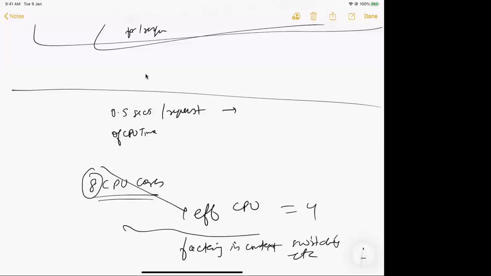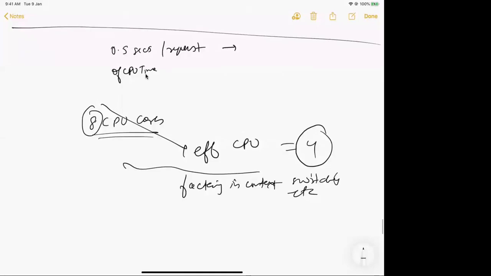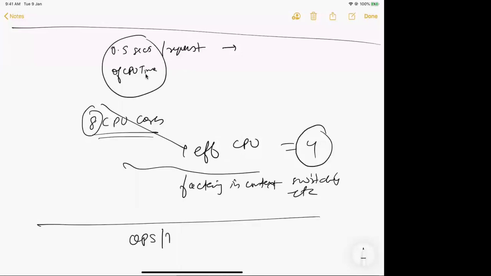Does this make sense to you folks? Once you assume that the effective number of cores that you have is 4, and you know that one request takes 0.5 seconds of CPU time, can you figure out the QPS per box here? It's going to be 8. Does this make sense? Very, very trivial.